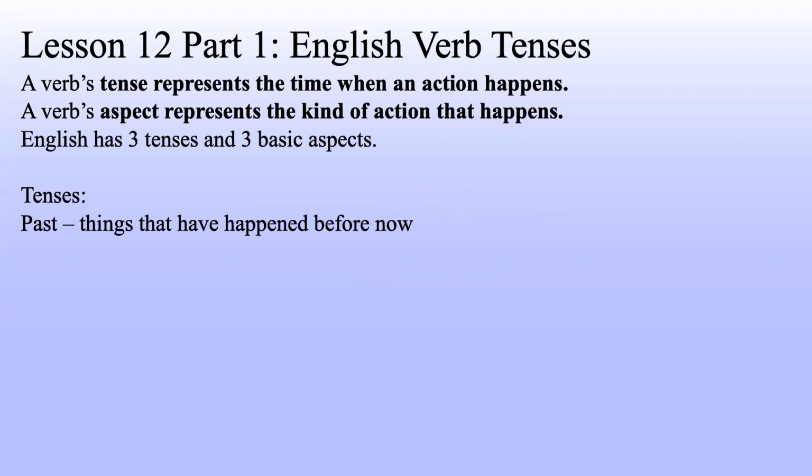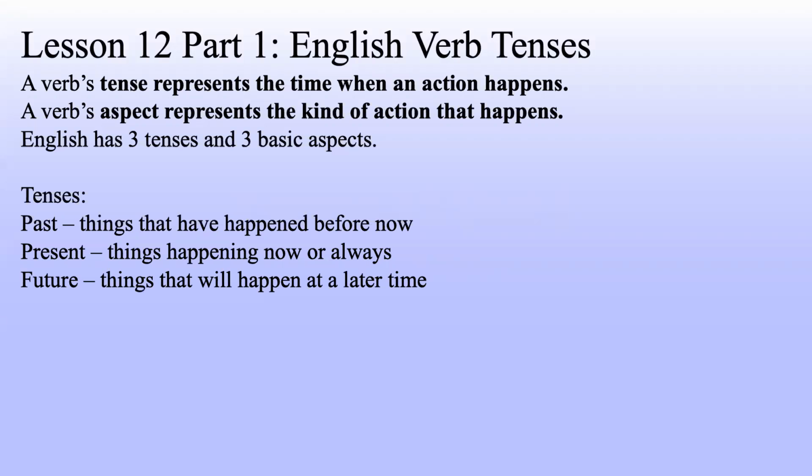For tenses, it has the past, things that have happened before now, present, things happening now or always, and the future, things that will happen at a later time.